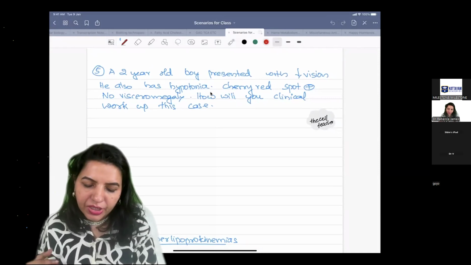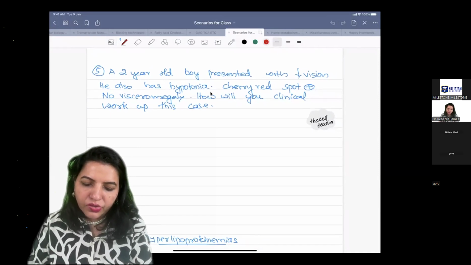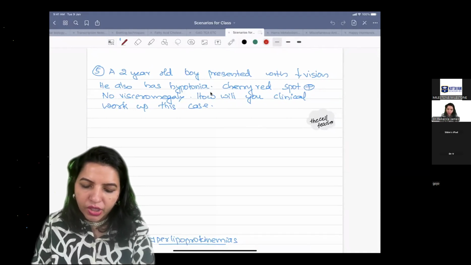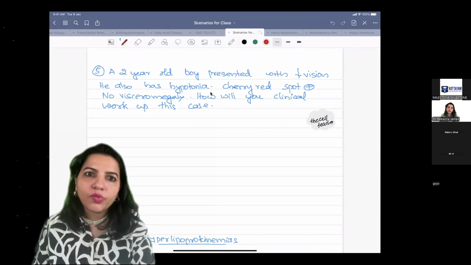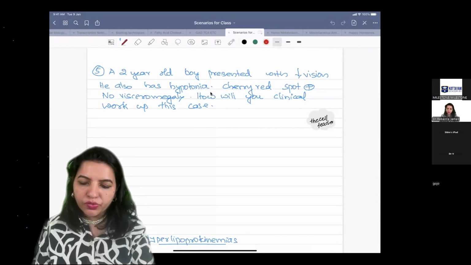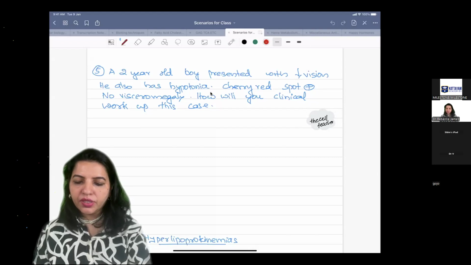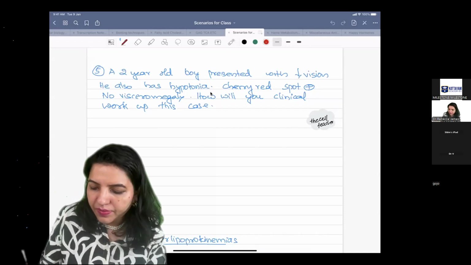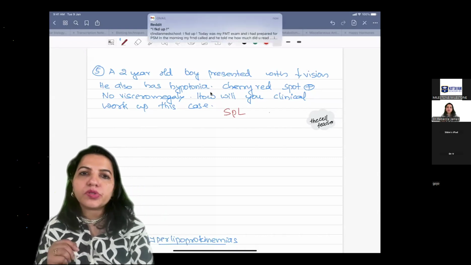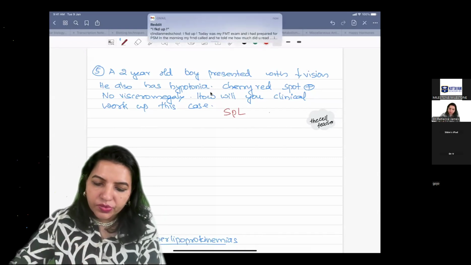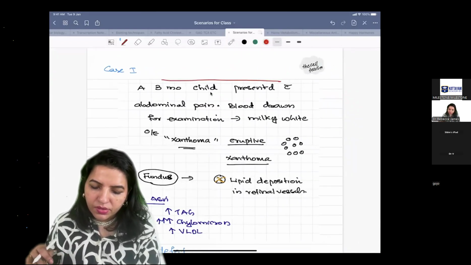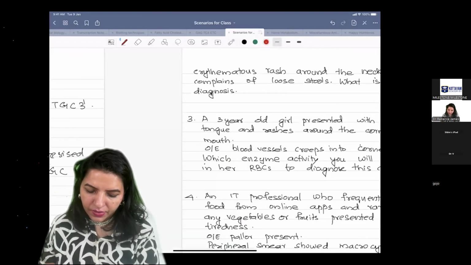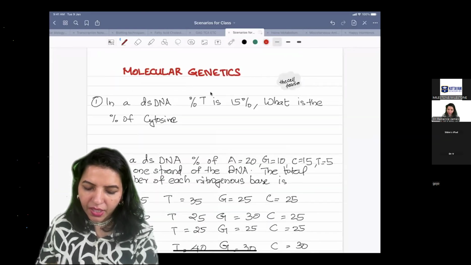Okay, now you see this. A 2-year-old boy presented with decreased vision. He also has hypotonia, cherry red spot present, no visceromegaly. How will you clinically work up this case? So here, what is this disorder is what I want to ask you. Decreased vision, cherry red spot present. That itself tells you what it is. It's sphingolipidosis. Yes, sphingolipidosis. All these things I have explained. This also I have explained. In carbohydrates, I will just see.